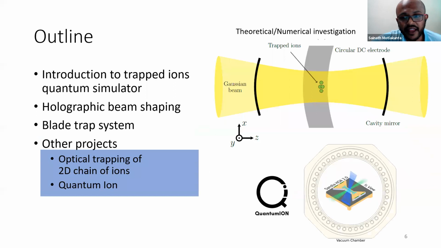And in the end, I'll end the talk by introducing two different parallel efforts that are in progress in our group. So one is the theoretical investigation of the possibility of trapping a 2D chain of ions in an optical trap. And another effort is quantum ion. So this is the open access trapped ion system that is going to be completely automated so that theorists can perform their quantum algorithms in it.